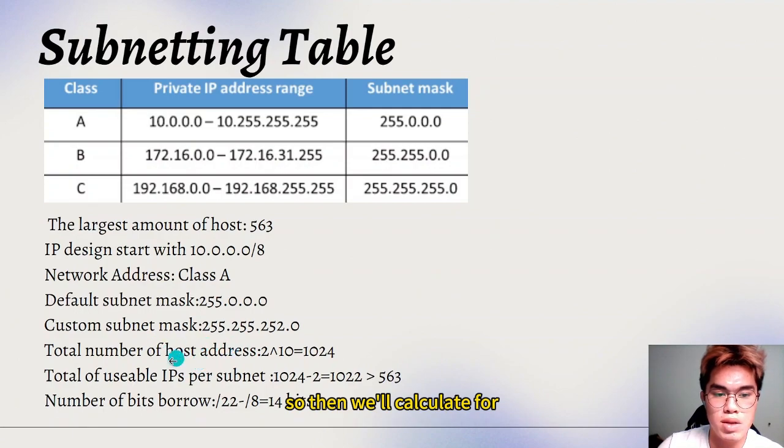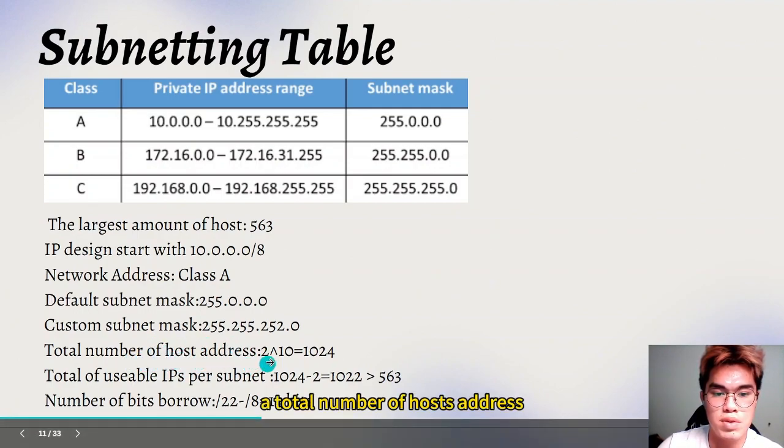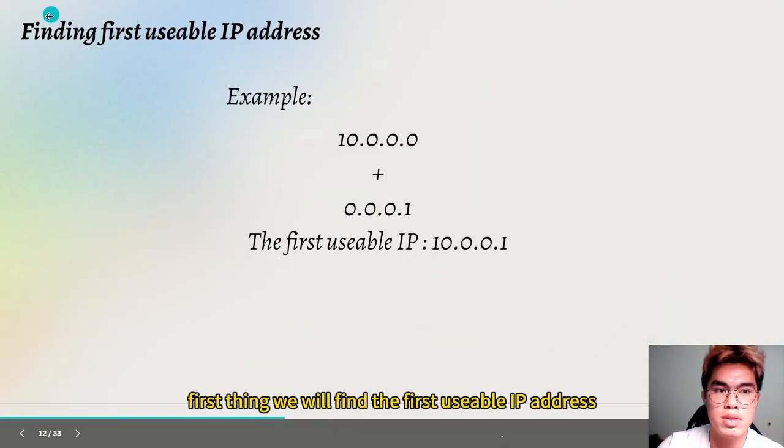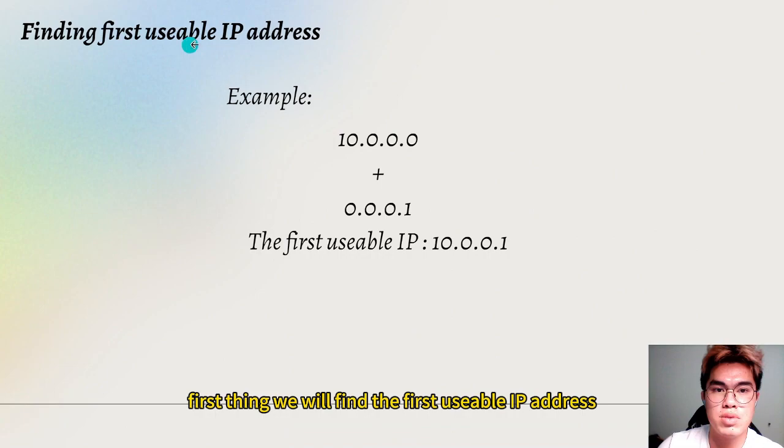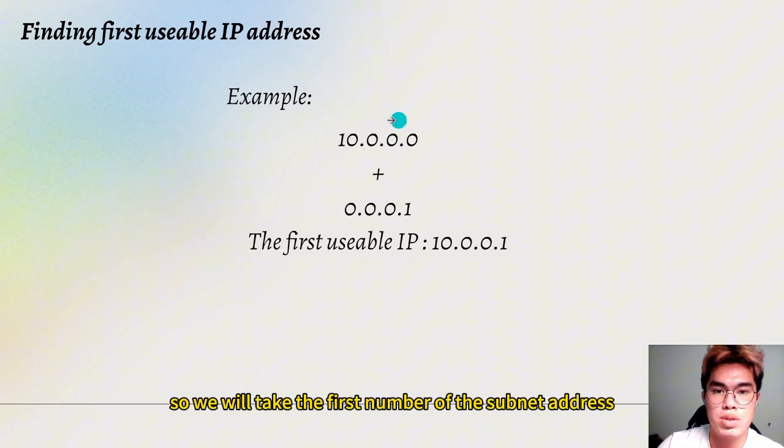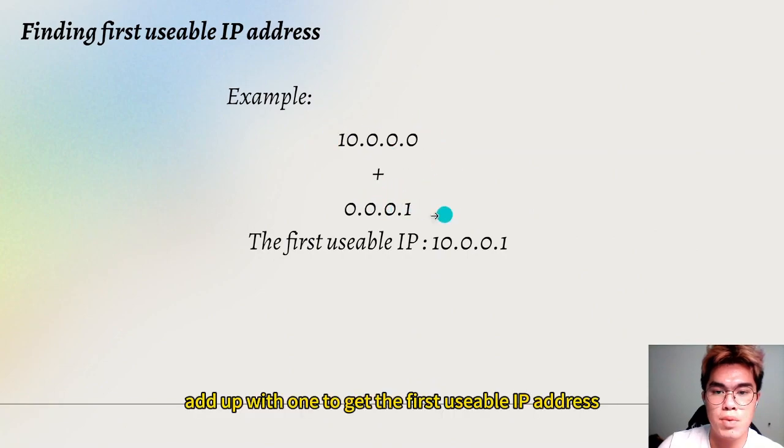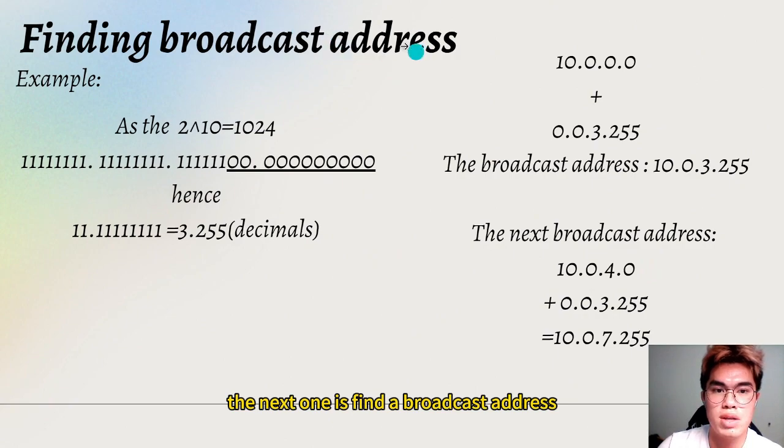Then we calculate the total number of host addresses by taking 2 to the power of 10 equals this number, so we are able to cover the largest number of hosts after the growth. For the number of bits borrowed, we use 22 deduct 8 to get 14 bits. First, we find the first usable IP address. We take the first number of the subnet address and add 1 to get the first usable IP address.